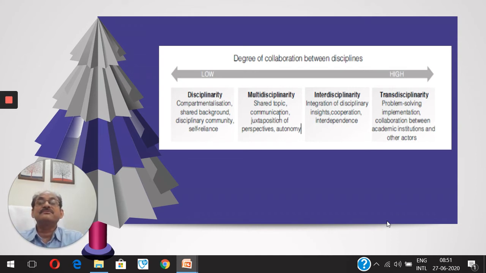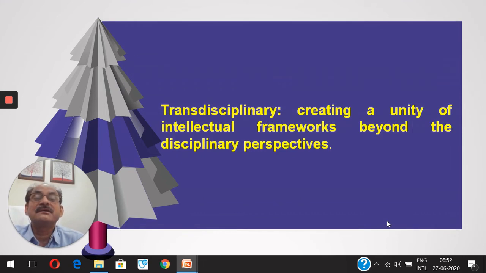So these are some simple things about that. But you can clarify this in the next slide. This is transdisciplinarity, creating a unity of intellectual framework beyond the disciplinary perspective. Now just see here, transdisciplinary is one of the definitions again under this disciplinary nature, creating a unity of intellectual framework beyond the disciplinary perspective. This is a very important thing. And now see the interconnection in the next slide.